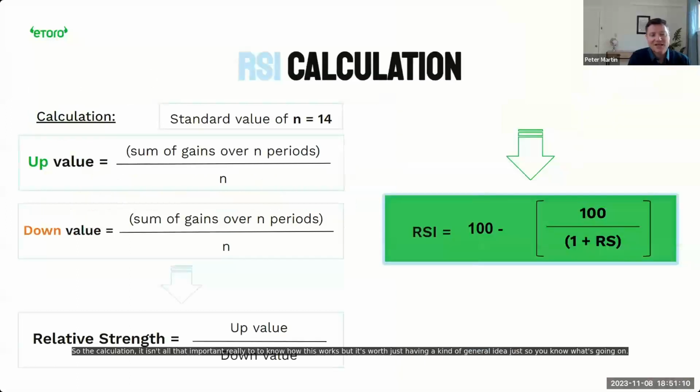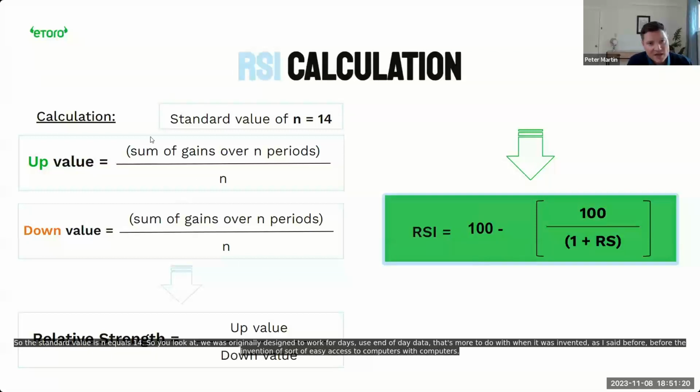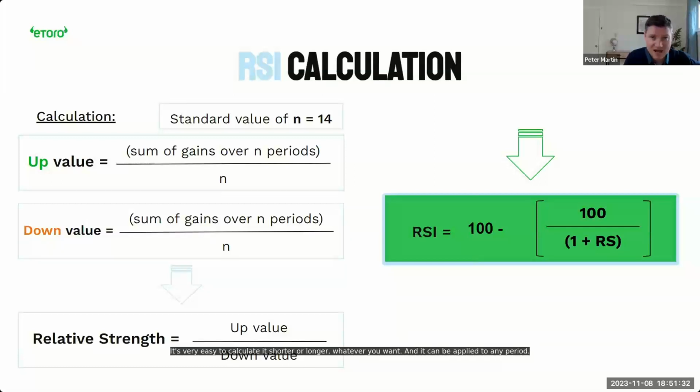So the calculation isn't all that important really to know how this works, but it's worth having a general idea just so you know what's going on. The standard value is n equals 14. It was originally designed to work for days, using end of day data, and that's more to do with when it was invented, as I said before, the invention of easy access to computers. With computers, it's very easy to calculate it as shorter or longer, whatever you want, and it can be applied to any period. It doesn't have to be just days.